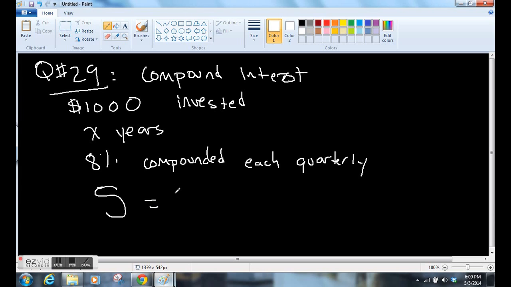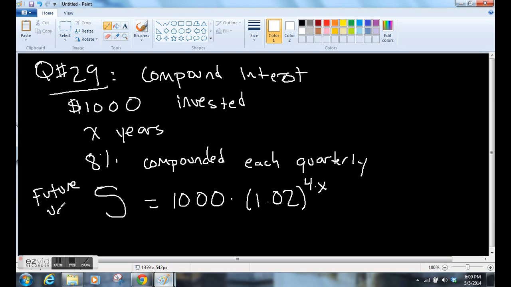The future value is, here's the formula for future value. S always stands for future value. Why? Because Superman's from the future. I'm making that up. Superman is not from the future, and that S does not stand for Superman. S equals 1000 times 1.02 to the 4x. So what is the future value of your money? And the question says, what amount will result in 8 years? How much money do you have in 8 years, if you're investing $1,000 and it's compounding quarterly at 8%?